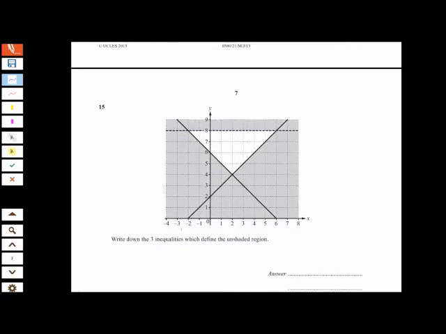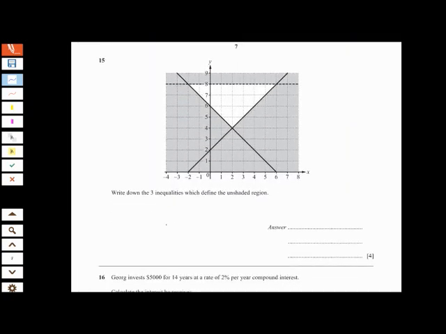Right, that's linear programming. Write down three inequalities which define the unshaded region. So for this, before we start, let's find the equation of each line. So for this line, we know that it's y equals 8. So these two lines, let's start with this one. In order to find the equation of a line, you need 2 points and a gradient. So let's get 2 points first. We will get 5, 7, and 1, 3.